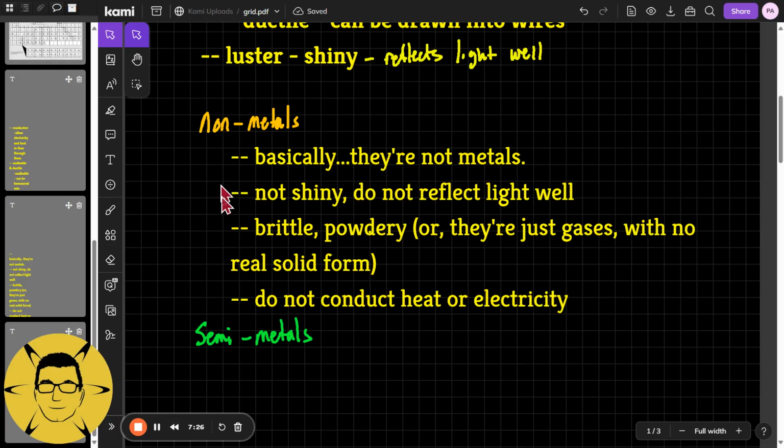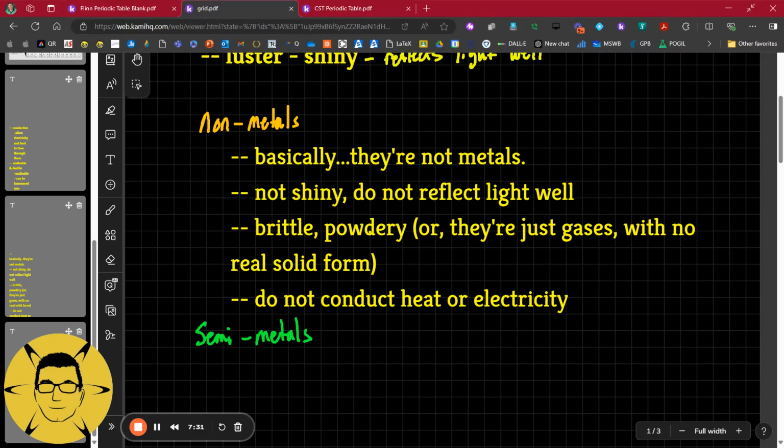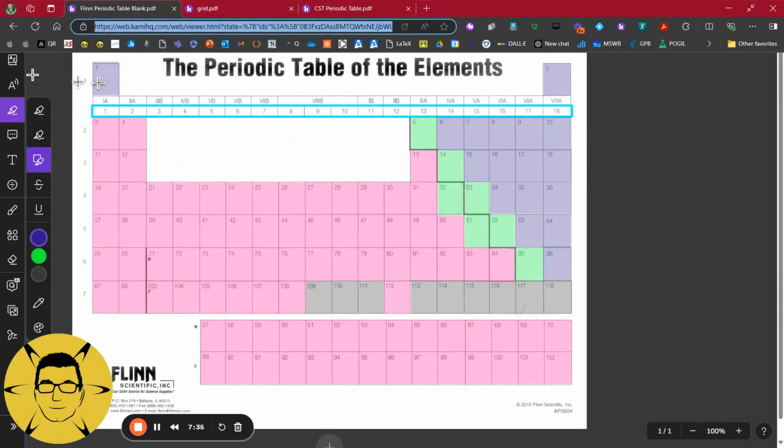And then these elements are the blue ones. So hydrogen, helium, the two on the top, and then everything to the right, except for these 7 elements, which we will get to in a minute.